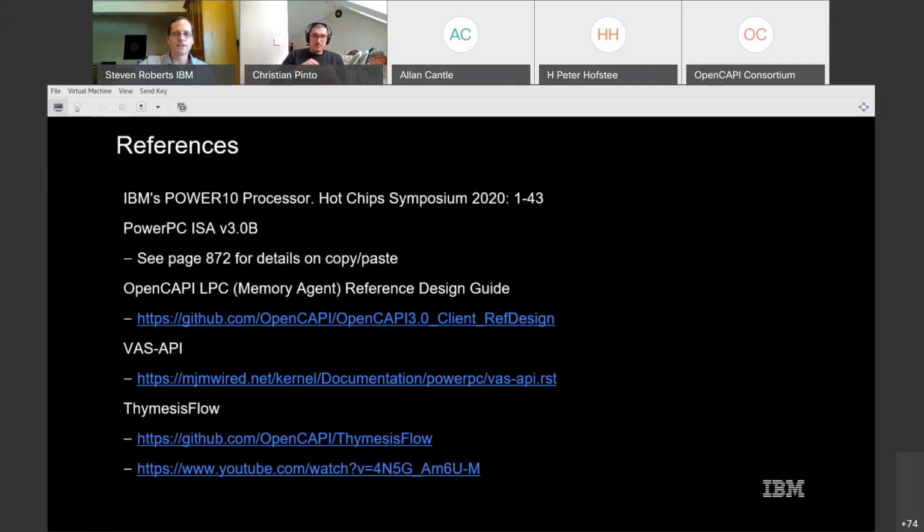So I've said a lot in the 20 minutes, and I leave you with these references. Of course, you can get a hold of me for future questions. I mentioned much of these in the presentation, except for the VAS API. The VAS API is actually part of the kernel documentation in PowerPC, and what that gives you is a notion of how you can connect a crypto accelerator in that API, and how you can move memory around using the copy and paste primitive for the most efficient data movement.